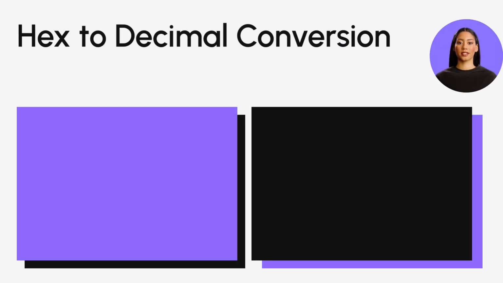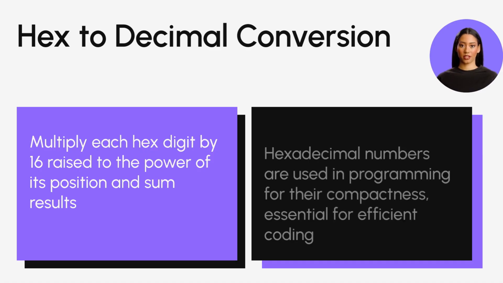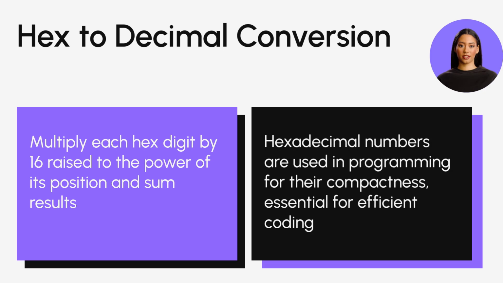To convert hexadecimal to decimal, multiply each hex digit by 16 raised to the power of its position and sum the results. For example, converting 2A to decimal involves multiplying 2 by 16 and A by 1, resulting in 42. This conversion is important in understanding data representation in computing. Hexadecimal numbers are widely used in programming for their compactness. Mastering this conversion is vital for efficient programming.